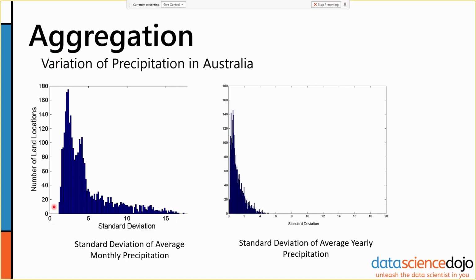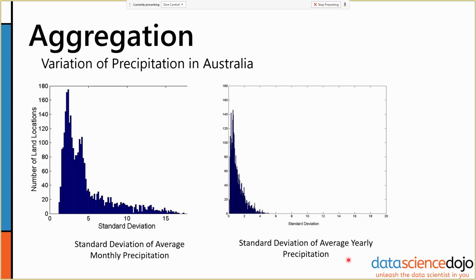Some places are very consistent in their rainfall. There's kind of these two peaks, and then you have this long tail of places that are just all over the place in terms of the variability in precipitation. On the other hand, if we take those exact same land locations and instead find the average yearly precipitation and the standard deviation of that, we get this very nice, mostly single-peaked, very short-tailed histogram. We've significantly reduced our variability.